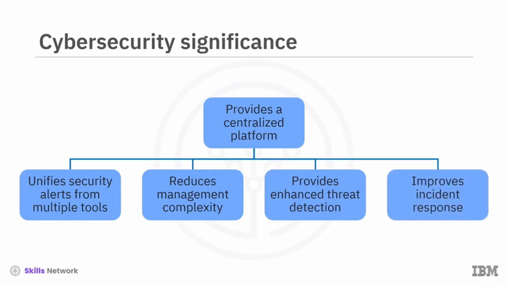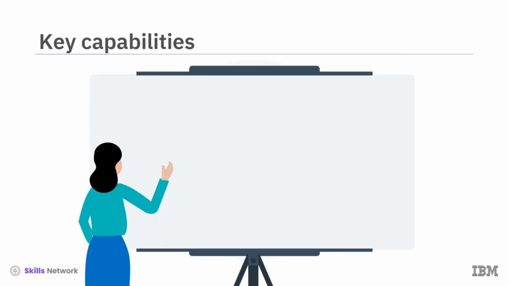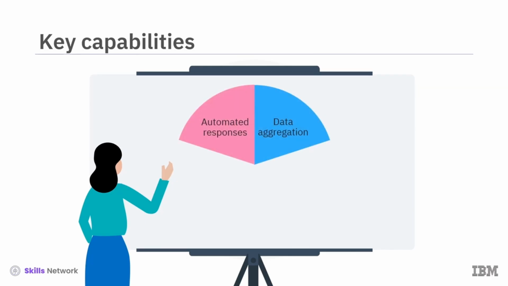With XDR, security teams can access richer contextual information and broader threat visibility, which facilitates faster, more accurate incident response, minimizing the potential impact of security incidents. XDR solutions continuously collect and aggregate data from various security tools, including endpoint detection and response, network traffic analysis, cloud security, and email security solutions.